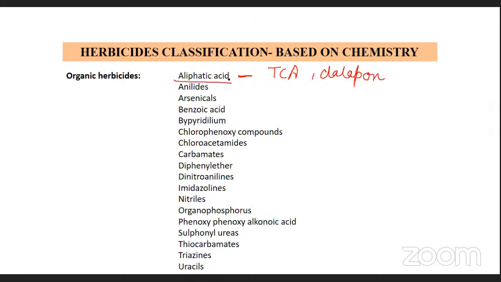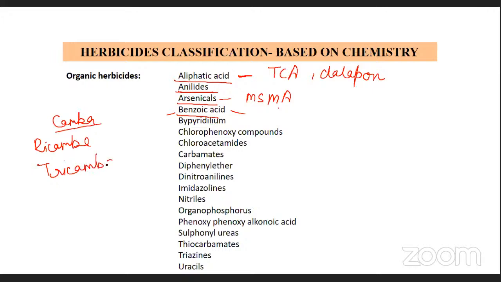You have to learn these as they are. Then arsenicals are there; in arsenicals also you have to learn examples like MSMA. Then benzoic acids are there, and in this usually 'camba' is written at the last. In benzoic acid the examples will be dicamba or tricamba, and also amiben. Camba or amiben will be there at the last in the benzoic acid.